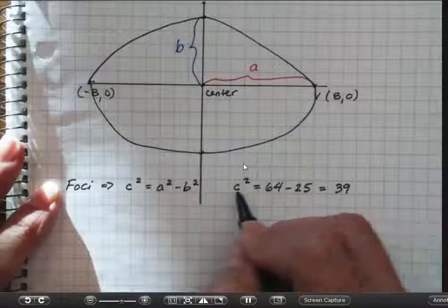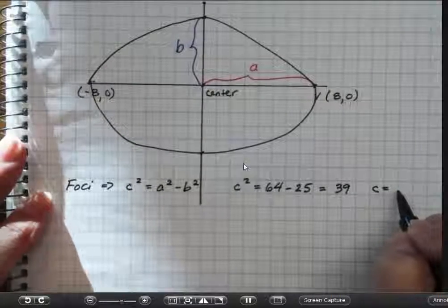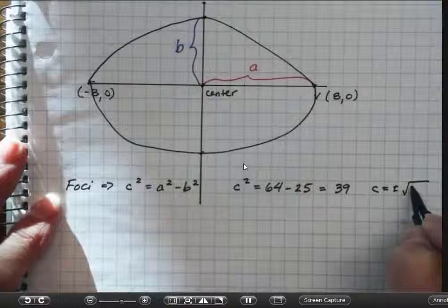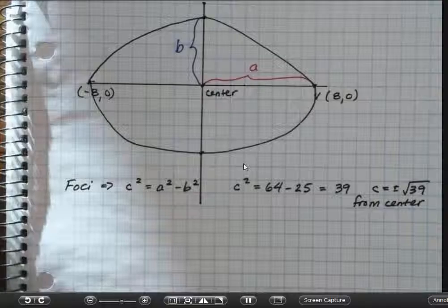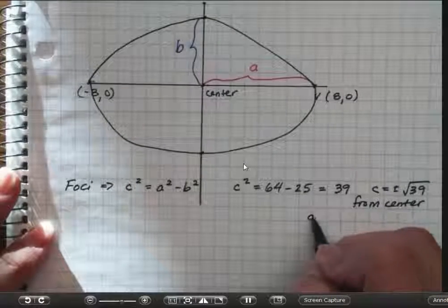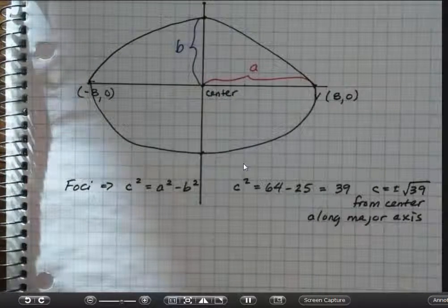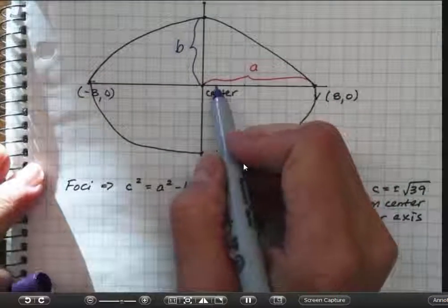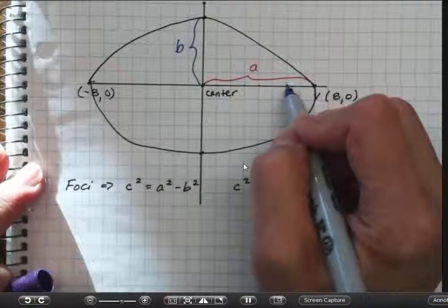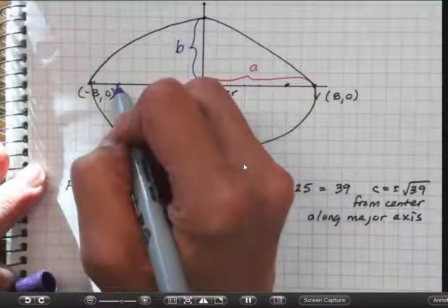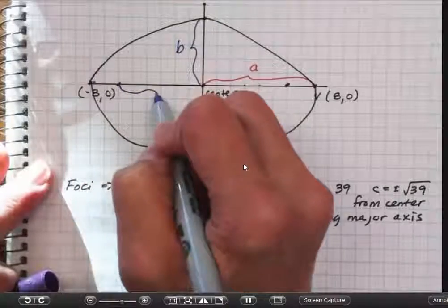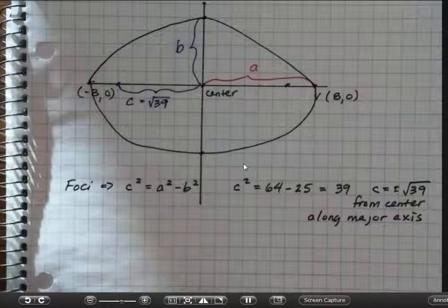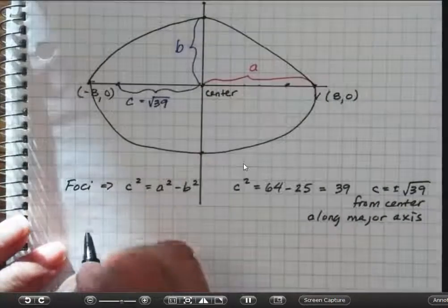39. So my c, my distance from the center to my first focus or my second focus, is going to be plus or minus the square root of 39 from the center, along the major axis. So the square root of 39 is a little bit over 6. So I'm just going to roughly sketch that in here. 1, 2, 3, 4, 5, 6. So here's my one focus, and here's my other focus, and this distance right here is the square root of 39.